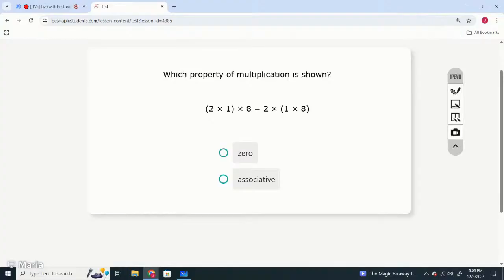Which property of multiplication is shown? 2 times 1 times 8 is equal to 2 times 1 times 8. That is the associative property. Option number 2 is the correct option. Associative property it is.